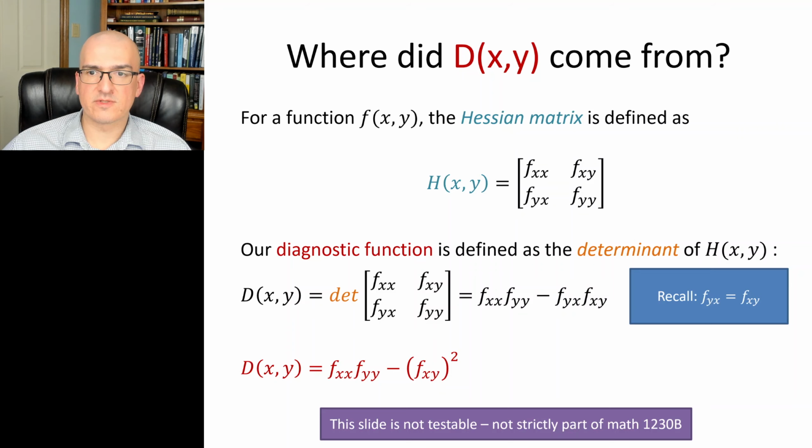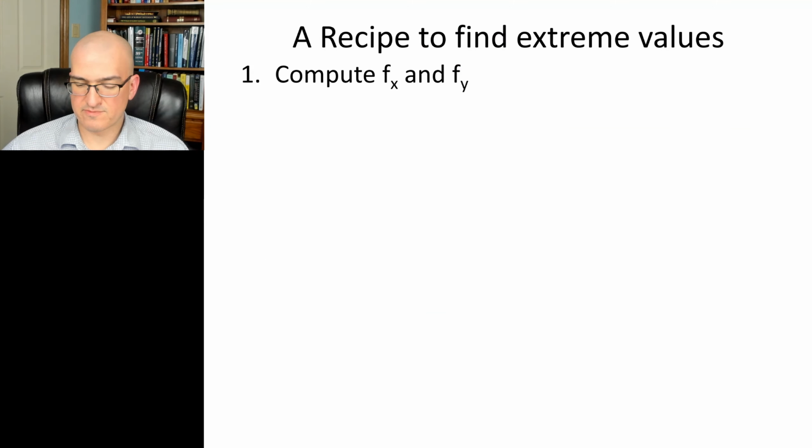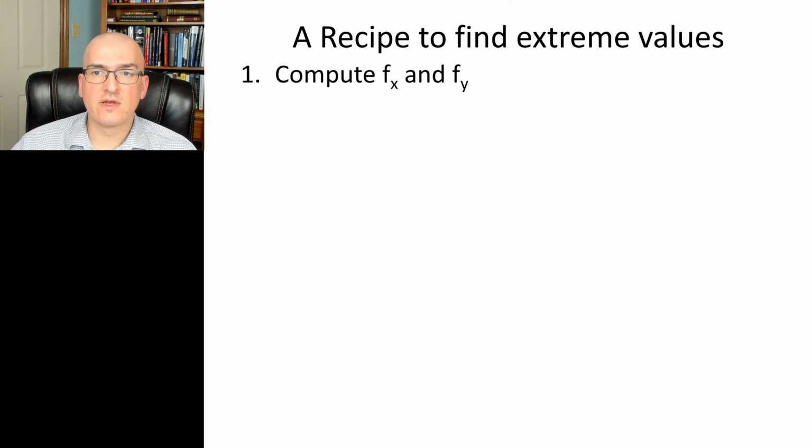What if you have three variables? What would your Hessian matrix look like? And what will the determinant look like? Anyway, back to Math 1230.